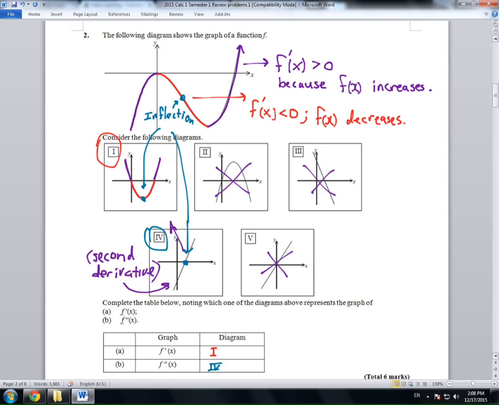These are the characteristics. So the other thing we can observe here is, from this inflection point, the curve is always concave up. The second derivative is positive from that point up. From here, the concave down, second derivative is negative from that point down. So, I can identify then, graph 1 represents the first derivative, graph 4 represents the second derivative.